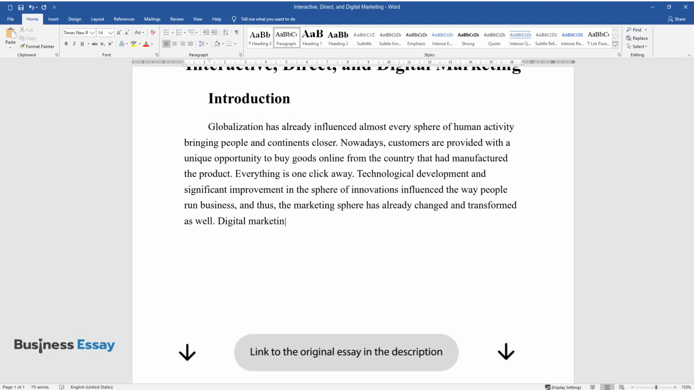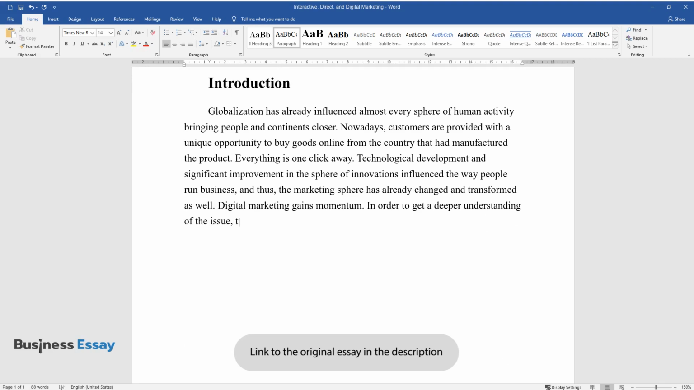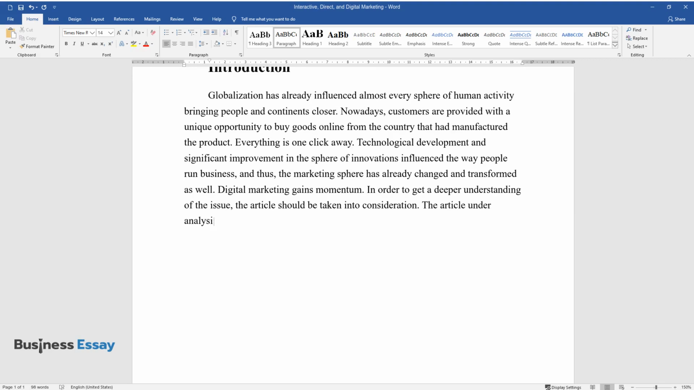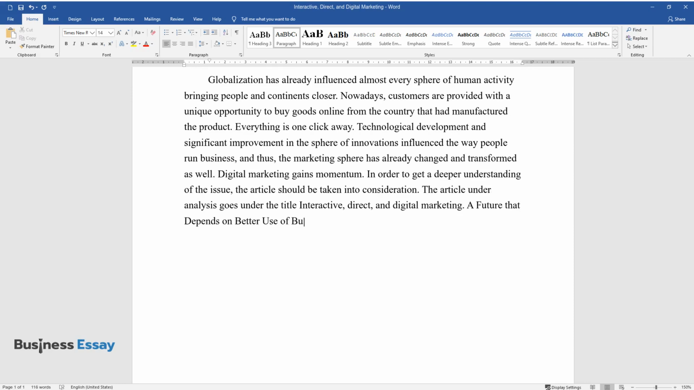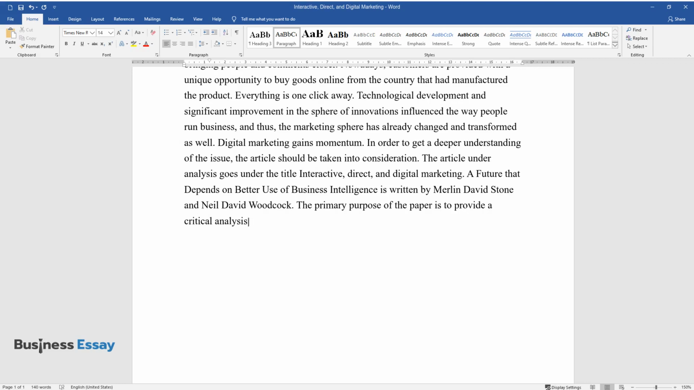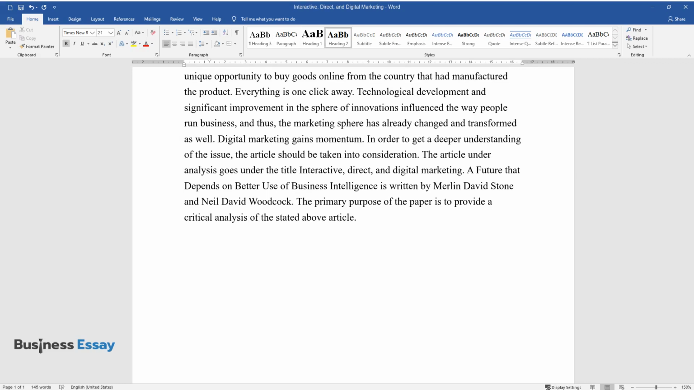Digital marketing gains momentum. In order to get a deeper understanding of the issue, the article should be taken into consideration. The article under analysis goes under the title Interactive, Direct, and Digital Marketing: A Future That Depends on Better Use of Business Intelligence, written by Merlin David Stone and Neil David Woodcock. The primary purpose of the paper is to provide a critical analysis of the stated above article.